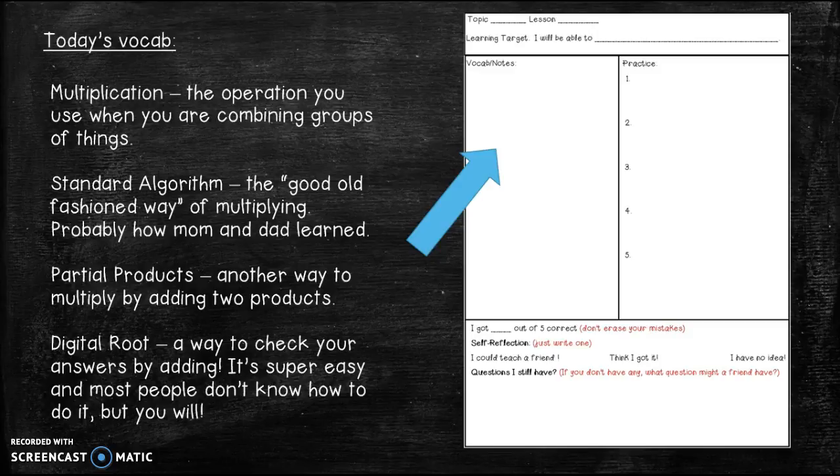Our second word is standard algorithm. That's the good old-fashioned way of multiplying. Probably how Mom and Dad learned. At least that's the way I learned. Partial products, that's another way to multiply by adding two products. And then, digital root. It is a way to check your answers by adding. It's super easy and most people don't know how to do it, but by the end of today's lesson, you'll know how.